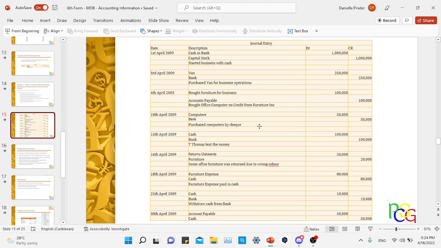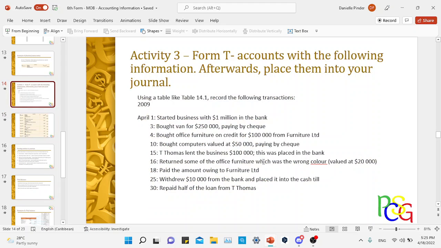Okay. So you would look at April 1st, April 15th, April 18th, 25th, and 30th.